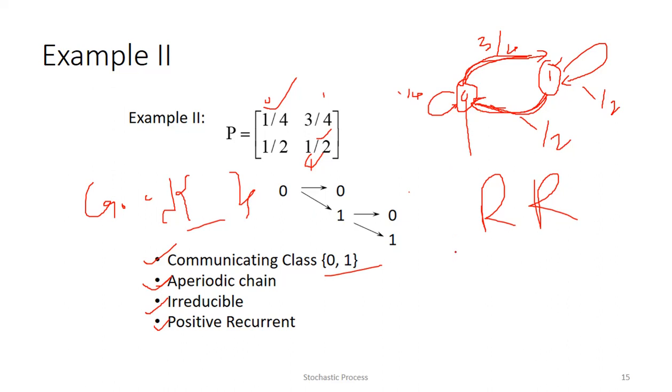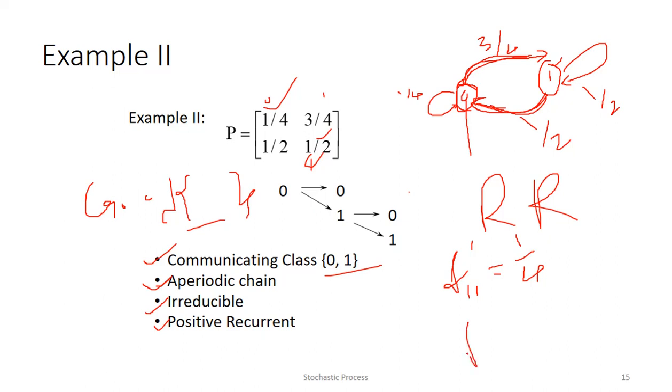Now let's see how we can apply the formula. For applying the formula I am taking f11. f11 means how many steps it takes to come back to the state in one step. f11 in one step: for one step I have 1 by 4 probability.